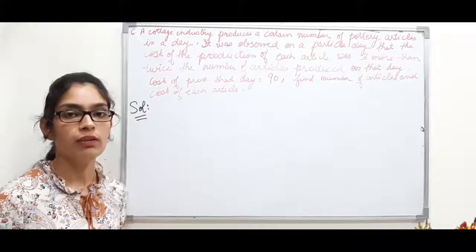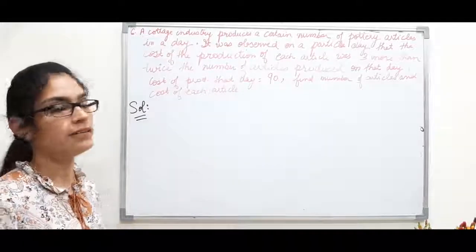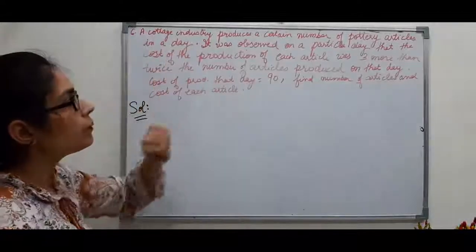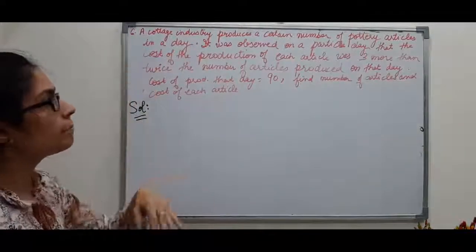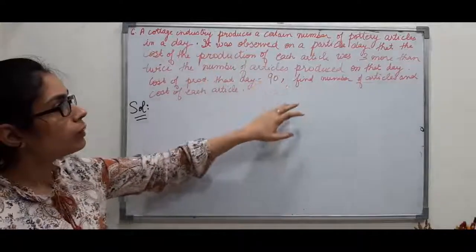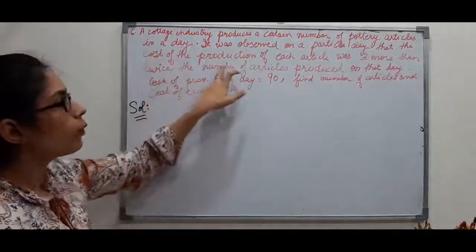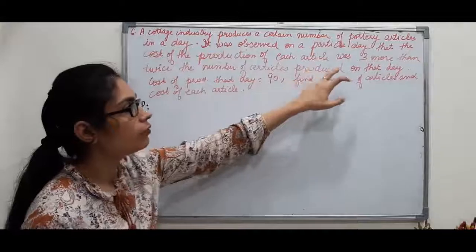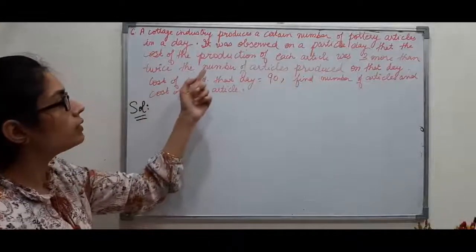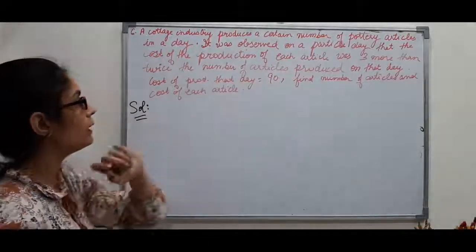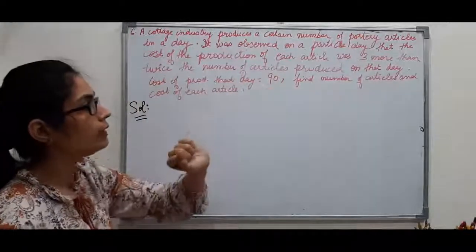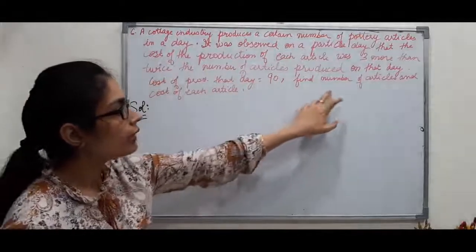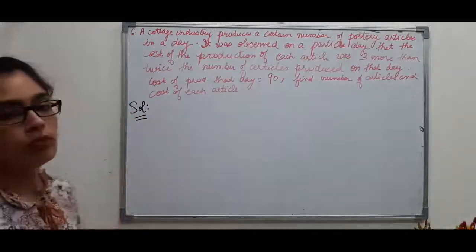The last question and sixth question of this exercise is, a cottage industry produces a certain number of pottery articles in a day, and it was observed on a particular day that the cost of the production of each article was 3 more than twice the number of articles produced on that day, and cost of production that day was 90 rupees. So we have to find the number of articles and the cost of each article.